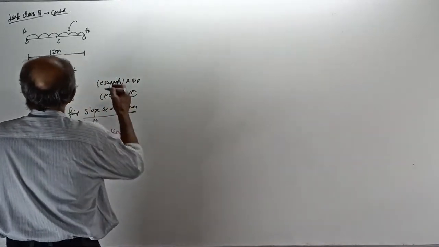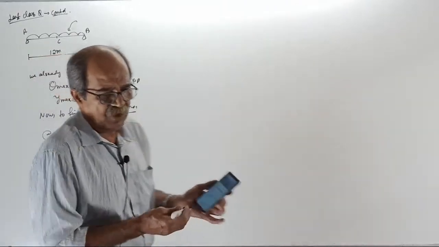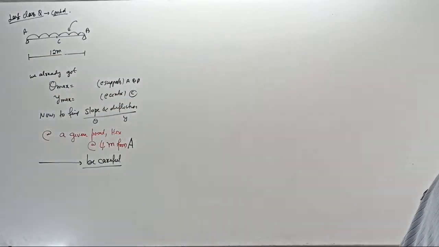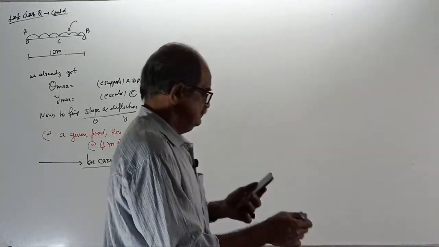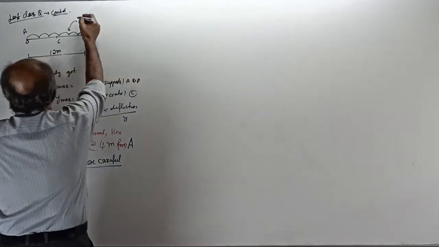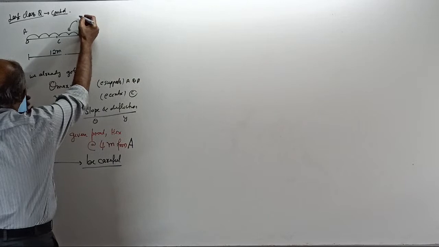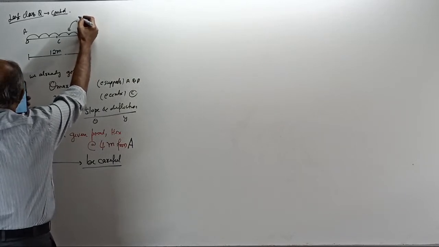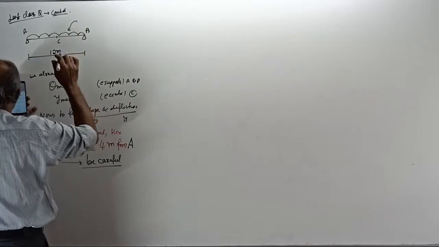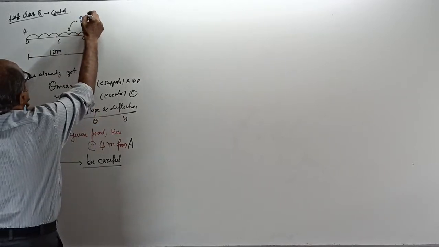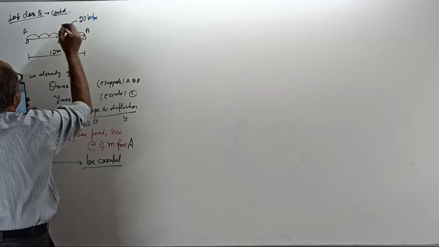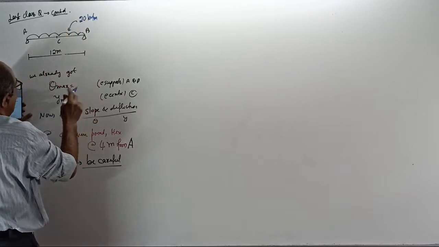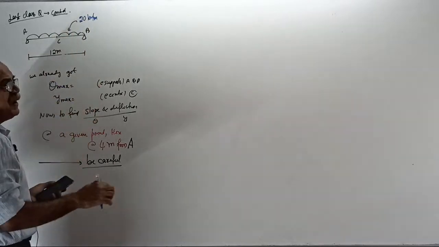Okay. Tell me, what is the UDL? I forgot the UDL. How much is this UDL? Span 12, I remember. Okay, 20 kN per meter. Okay, blue color is there. And already we got theta max and y max.